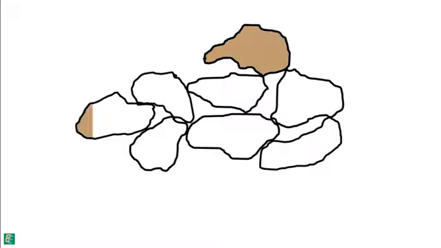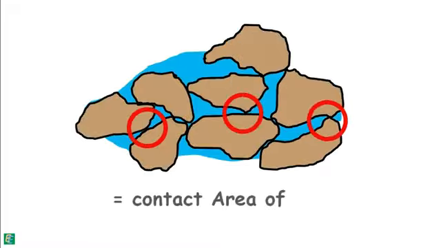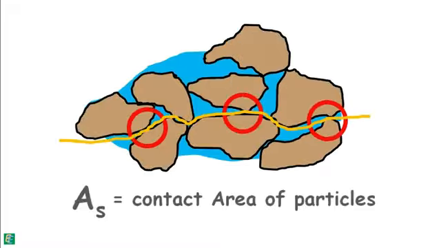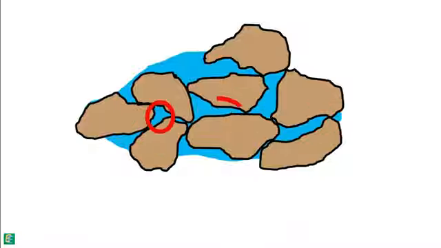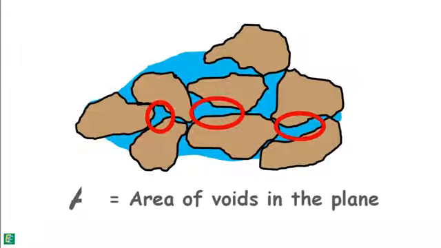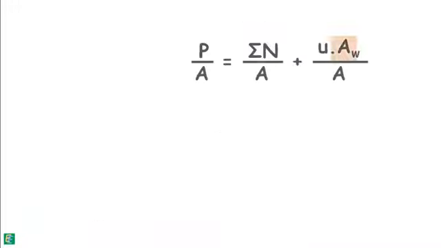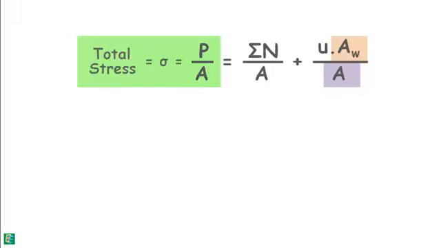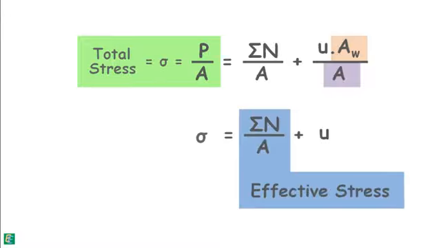If we notice, the area of contact of soil particles, let's say AS, is very small, and almost all the area of this plane is covered by the area of voids, AW. So, in our equation, these can be considered almost equal. And this value we have already noted is the total normal stress on the area. So, we get this. In this equation, this quantity is called effective stress. It is generally denoted by sigma prime or sigma bar.